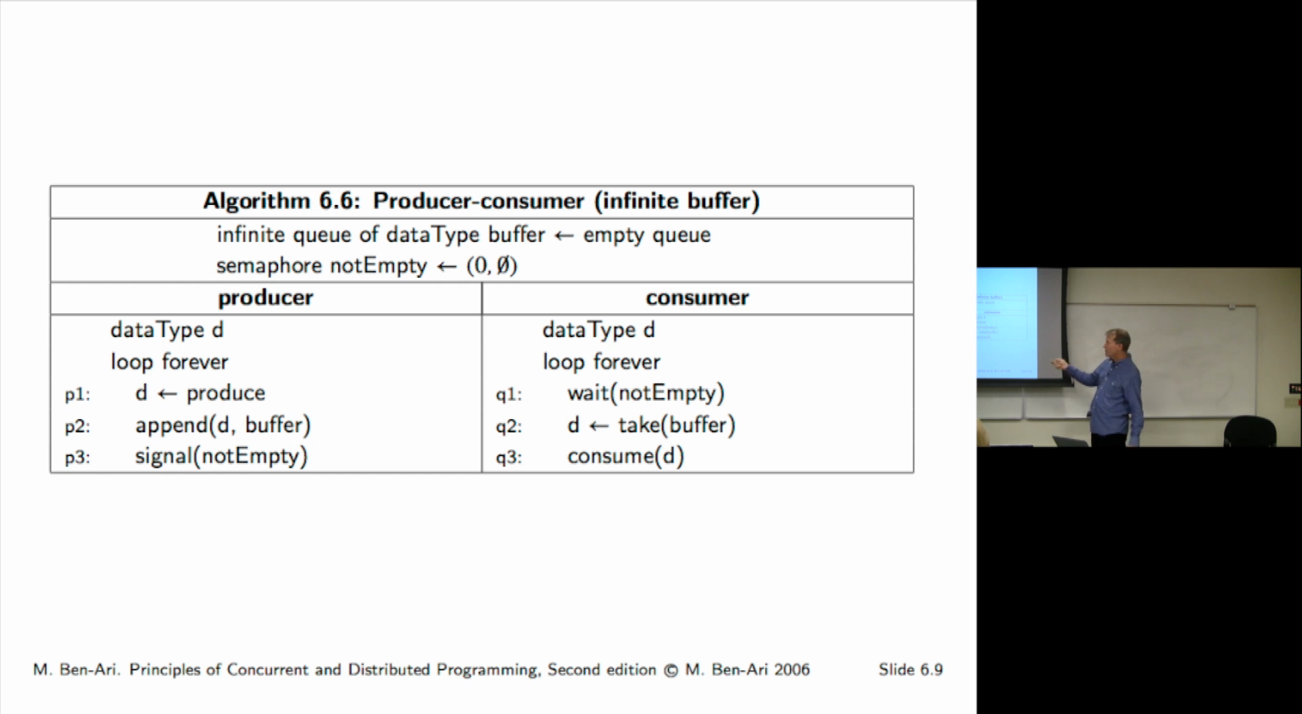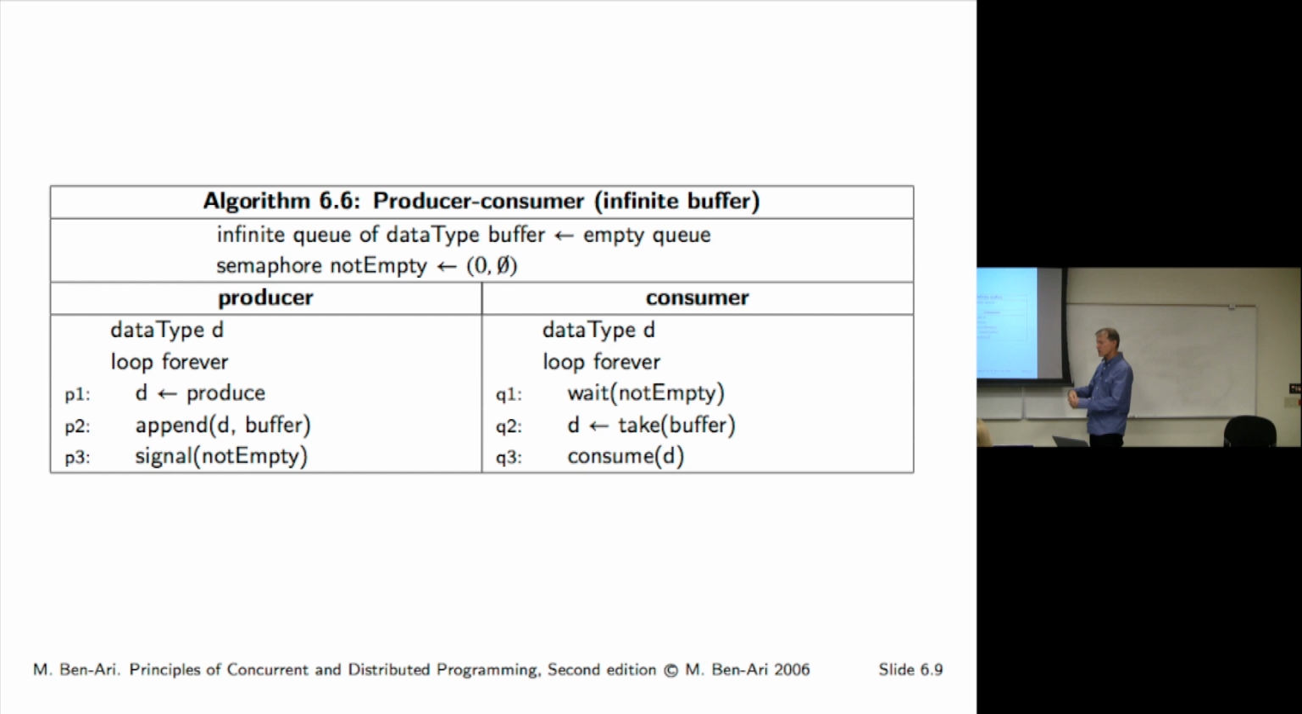Right? And what does the producer do on line P1? He produces. So the producer does d gets produce. Now, if the buffer is infinite, there's always room to put it in the buffer, so there's no constraint on the producer whenever he's producing something. So he does append(d, buffer), and then he does signal(notEmpty). Now what does signal do? Does it add or subtract to the variable? It adds. So the producer produces one, and he adds.